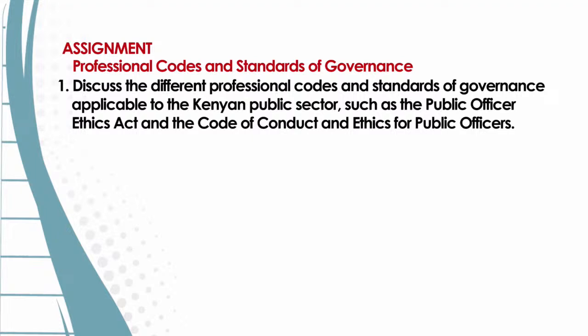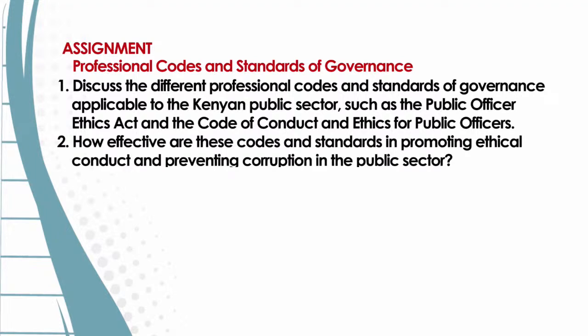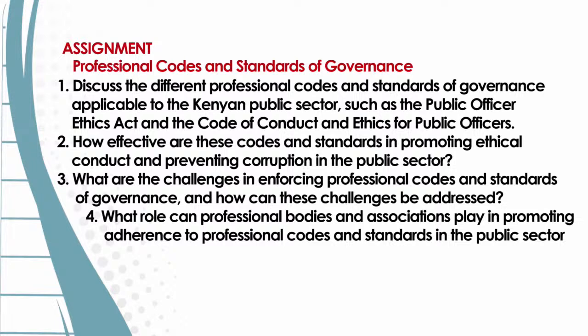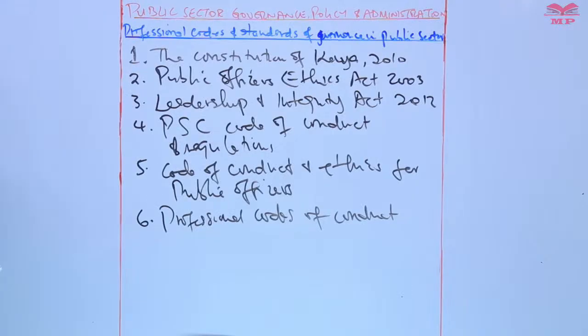2, how effective are these codes and standards in promoting ethical conduct and preventing corruption in the public sector? 3, what are the challenges in enforcing professional codes and standards of governance, and how can these challenges be addressed? Promoting adherence to professional codes and standards in the public sector. In our next lesson, we are going to study the framework for enforcement of ethics and integrity in the public sector.